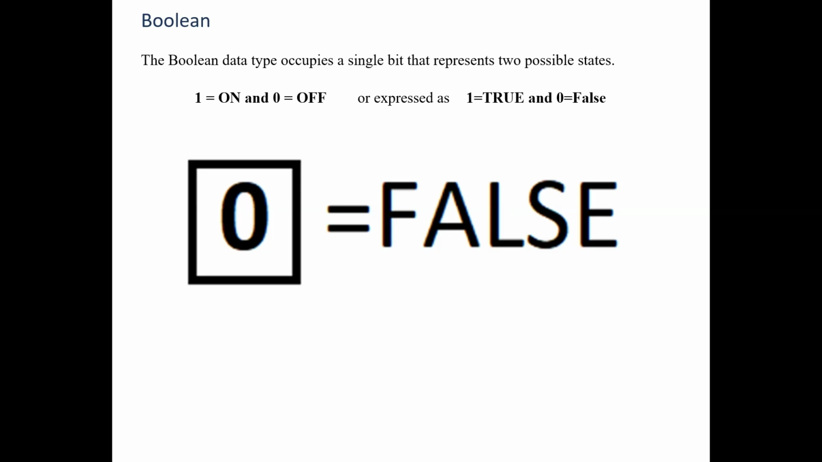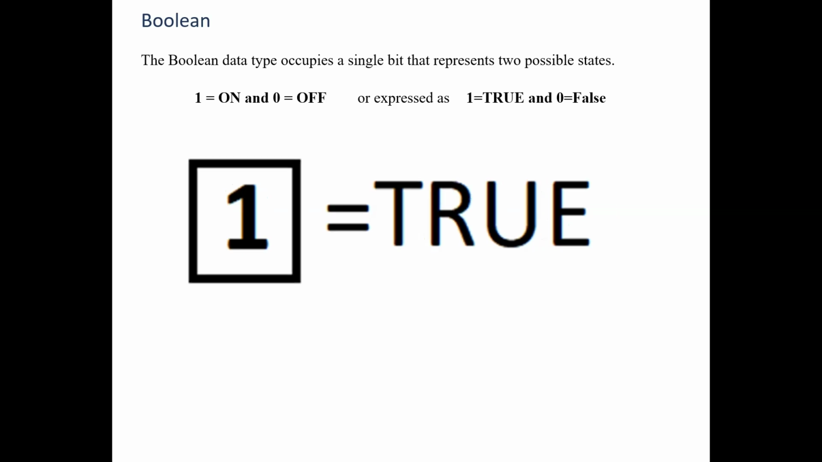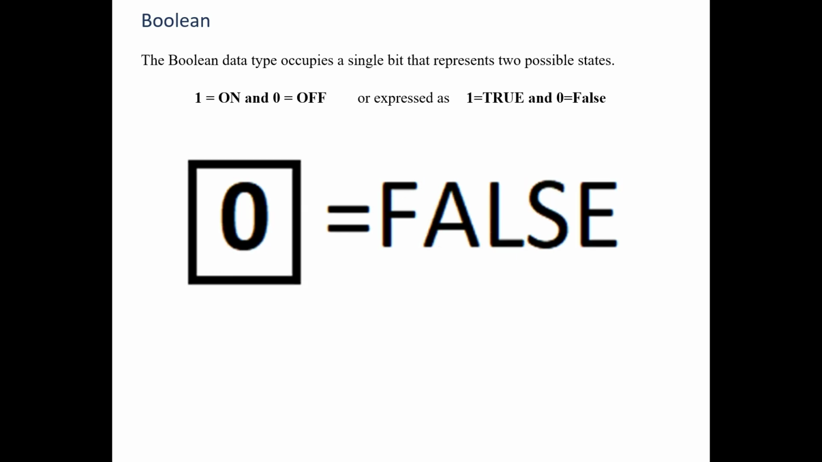So, of the different data types, let's start with Boolean. A Boolean data type requires only 1 bit and can only be one of 2 different states, 0 or 1. Generally, 0 is representative of an off or false state, and 1 represents the on or true state. And that sums up the Boolean data type.